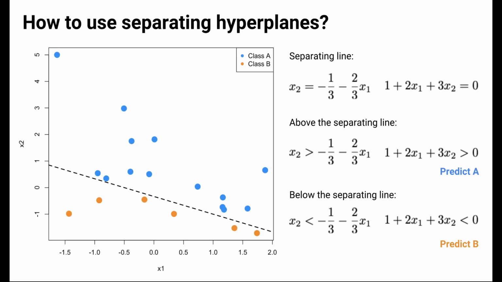So how do we actually use separating hyperplanes or lines to classify cases? At the top, we have the formula for the separating line, x2 equals negative 1/3 minus 2/3 x1, and its rewritten form as a function equaling 0. Note that a case is above the separating line in this example if x2 is greater than negative 1/3 minus 2/3 x1. Again, this can be rewritten as 1 plus 2x1 plus 3x2 being greater than 0. Also note that a case is below the separating line, of the orange class, the B class, if x2 is less than negative 1/3 minus 2/3 x1, or equivalently, if 1 plus 2x1 plus 3x2 is less than 0. So if a case is above the line, we predict A, and if the case is below the line, we predict B.